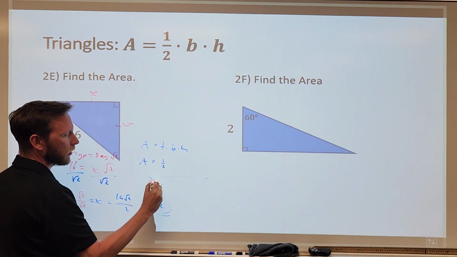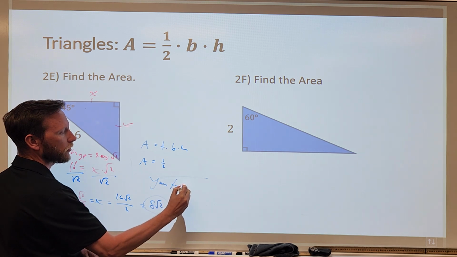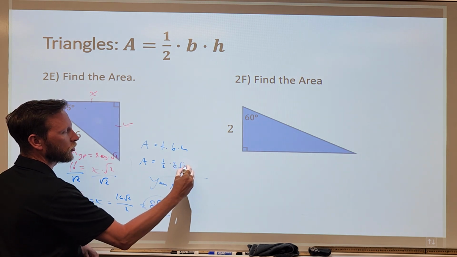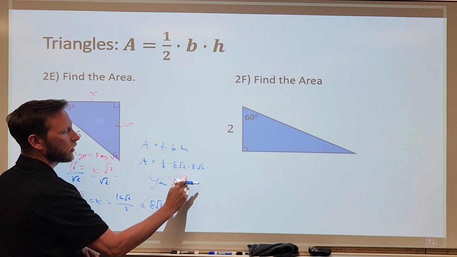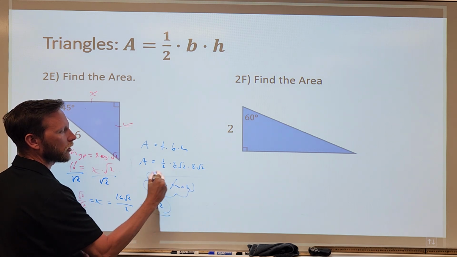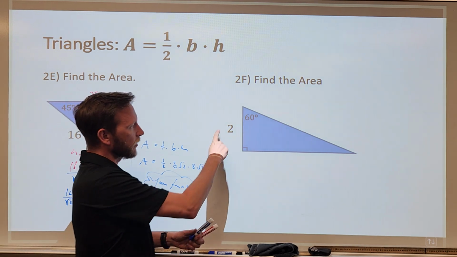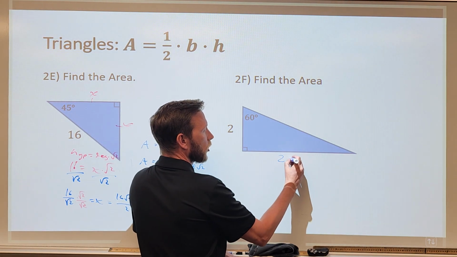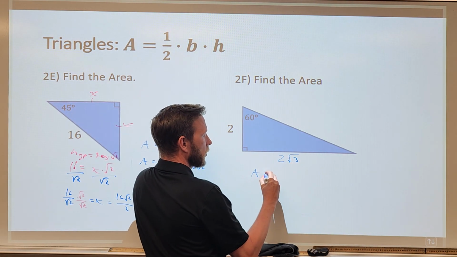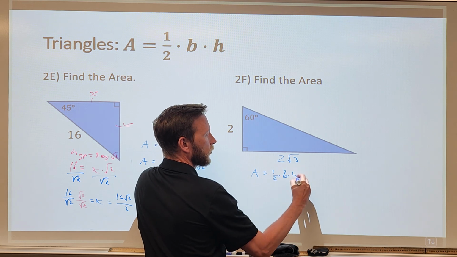And then we'll talk about that in class. You finish this. All right, we got an 8 squared of 2, and we got another 8 squared of 2. Can you handle that work, this algebra 1 multiplication? Over here, we've got the short leg is 2, so that means our long leg is 2 times the square root of 3. The area is 1/2 times the base times the height.